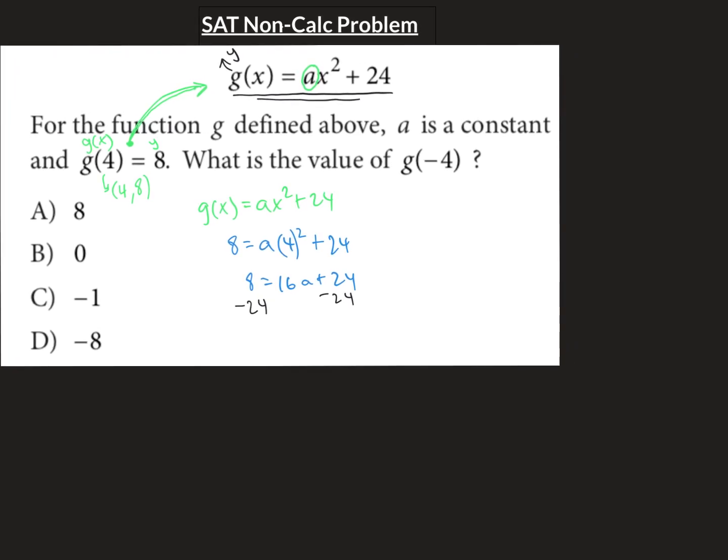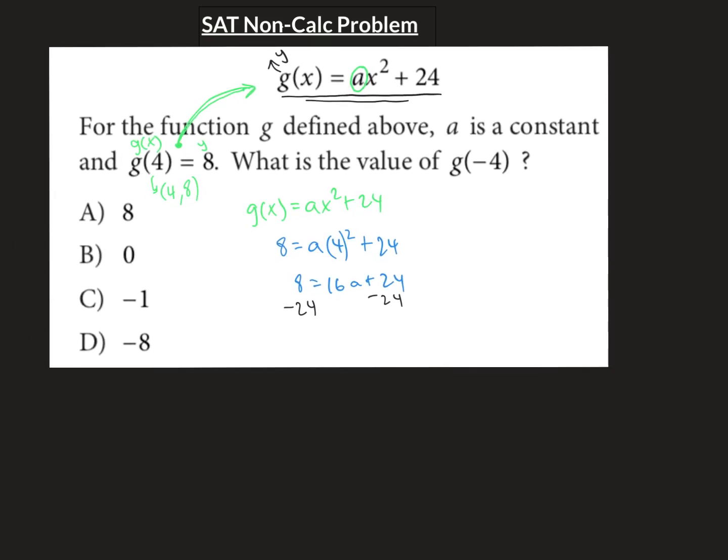So then you get negative 16 is equal to 16a, and then you just divide both sides by 16, and then you get a is equal to negative 1. Now that we have a, we are able to plug in a into this initial equation.